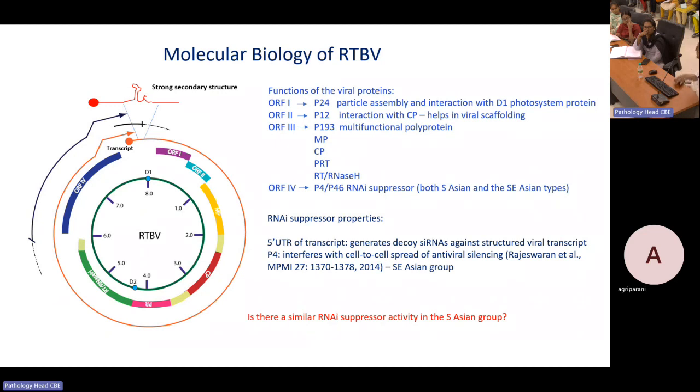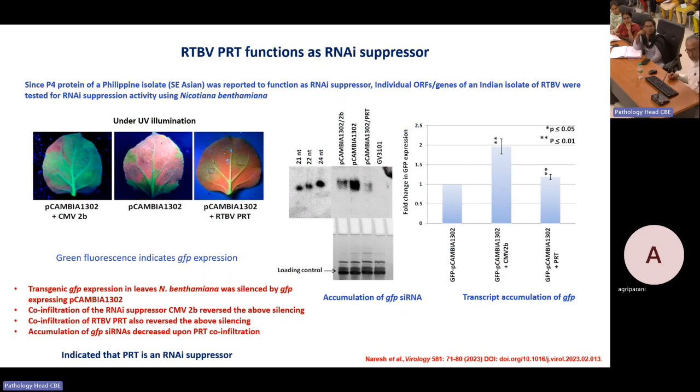As I said, the RTBV isolates in our country are quite different. So we asked whether such suppressor activity is found in the RTBV South Asian group, which we work on. I'll show you some data which may not be very relevant. This we published last year in 2023 in Biology. One of my students, Madhvi Naresh, tried to see whether the Indian RTBV proteins have RNAi suppressor activity or not. The usual way to do it is to see RNAi suppression in a tobacco plant. It's not tobacco, it's Nicotiana benthamiana, a small type of tobacco plant.